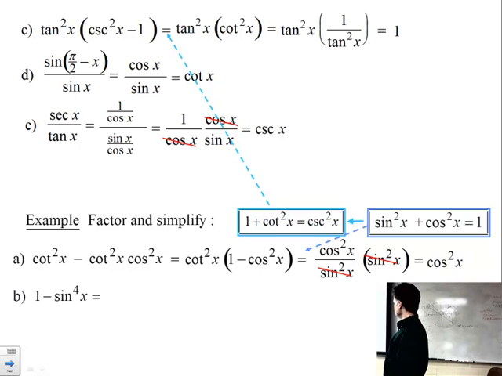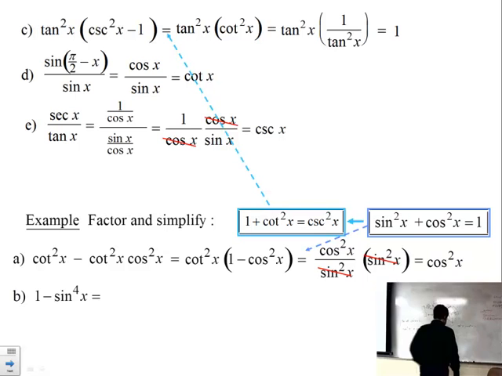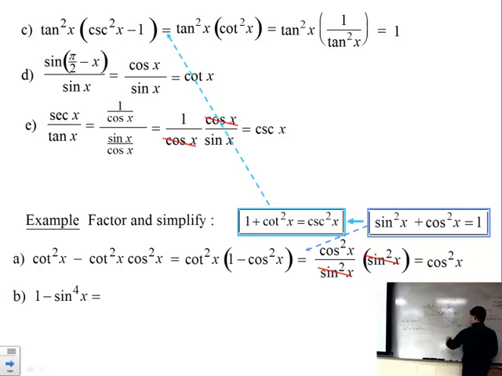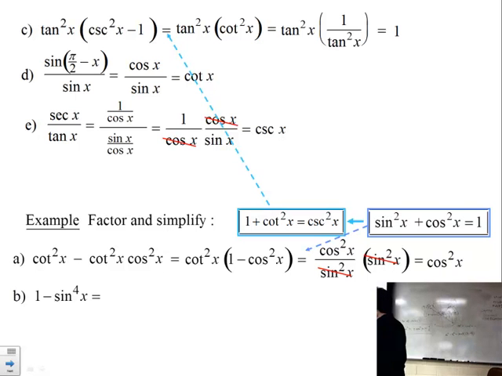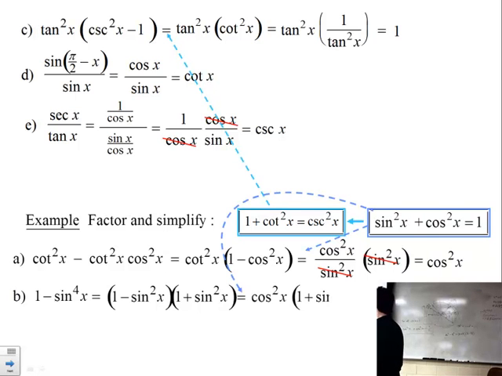All right. One minus sine x to the fourth. Ooh. You all know the difference of two squares, right? A squared minus b squared is a plus b times a minus b. That's what we have here, so we can factor this. And now what's that? That's cosine squared. Okay. Can we simplify that any further? No, I guess not. The slide says no.